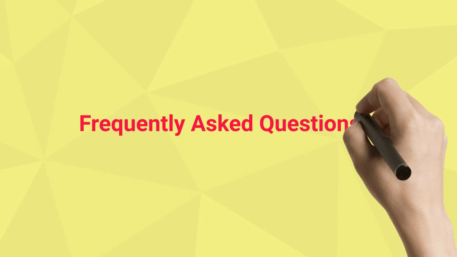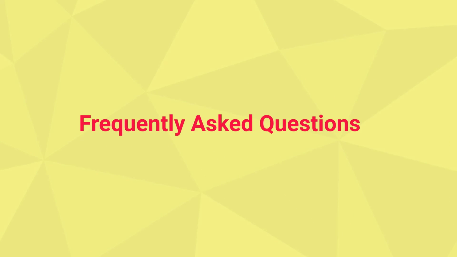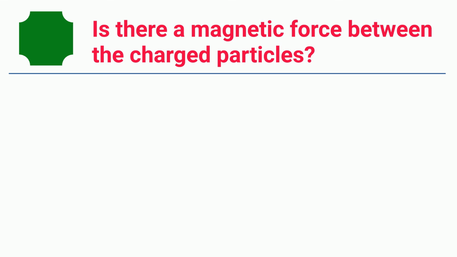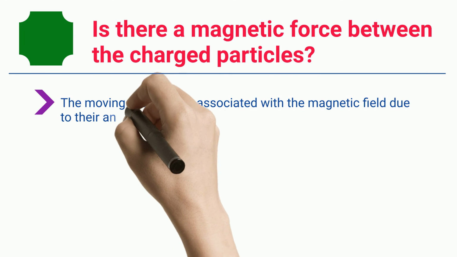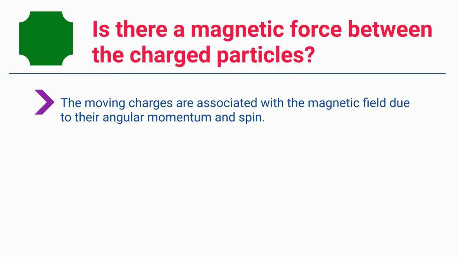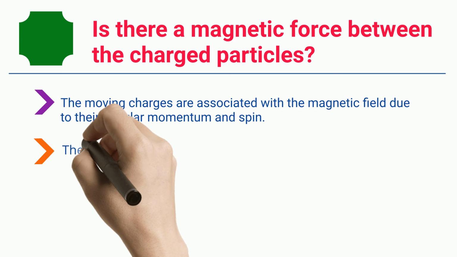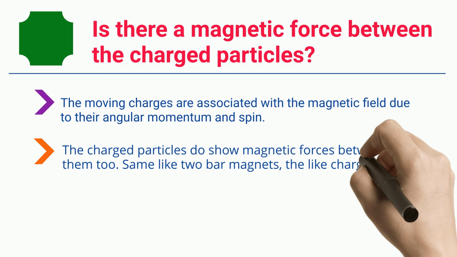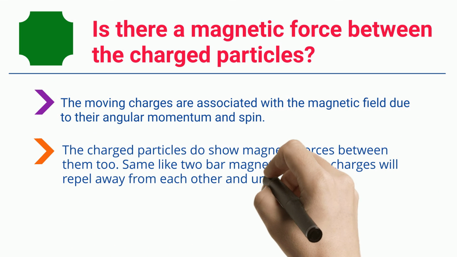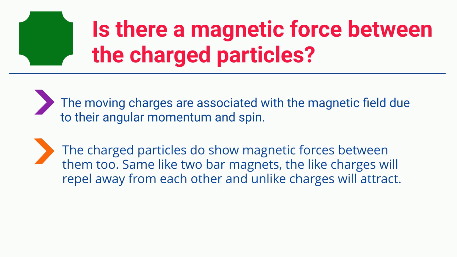Frequently asked questions. Is there a magnetic force between the charged particles? The moving charges are associated with the magnetic field due to their angular momentum and spin. The charged particles do show magnetic forces between them too. Same as two bar magnets, the like charges will repel away from each other, and unlike charges will attract.